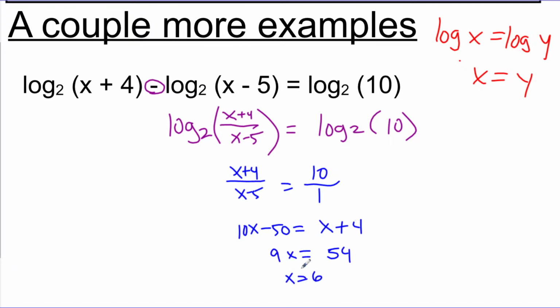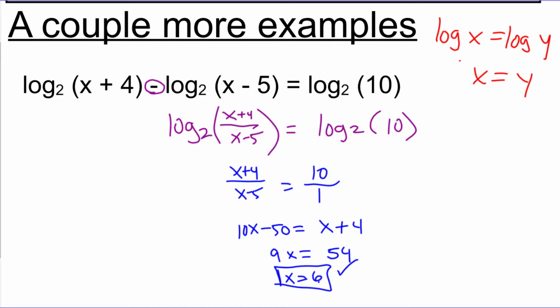I'm just going to do a quick check. This is my answer. If I plug in my log here, it becomes 6 plus 4, which is 10. That's fine. I can take the log of a positive 10. And when I plug it in right here, I get 6 minus 5, which is 1. That also works. I can take the log of a positive 1. So this 6 that we're saying is our solution is good. It is not extraneous. I'm allowed to use it.